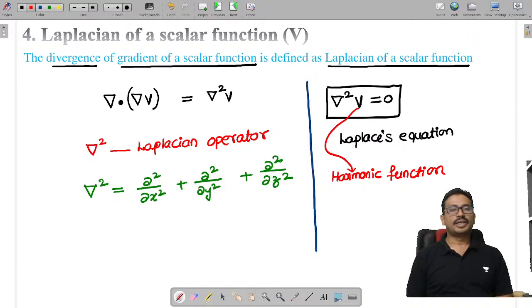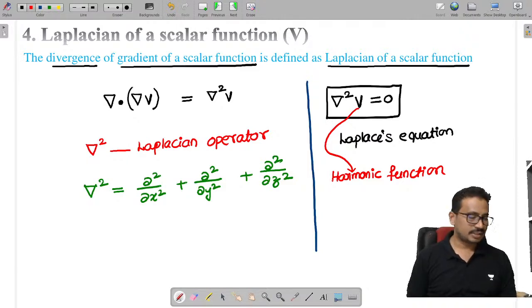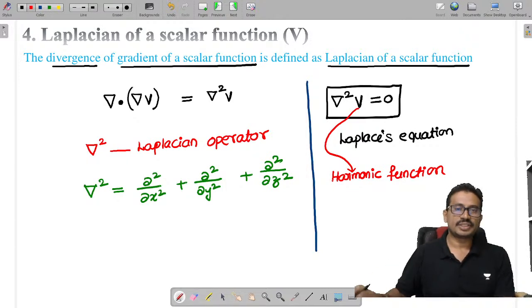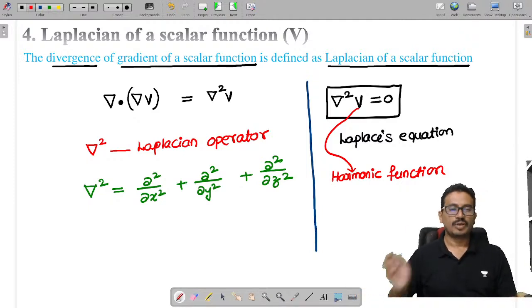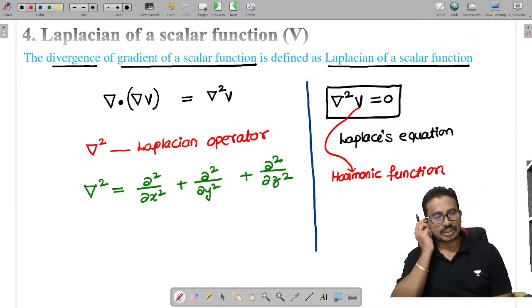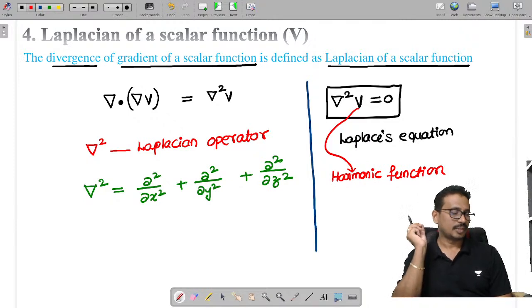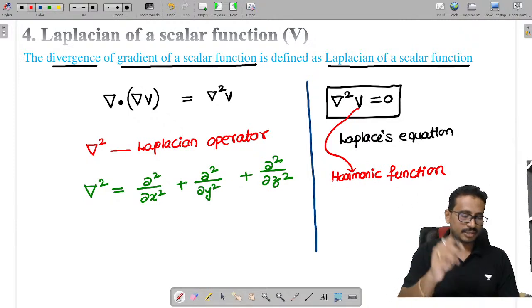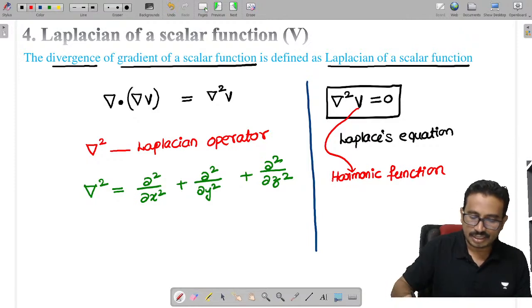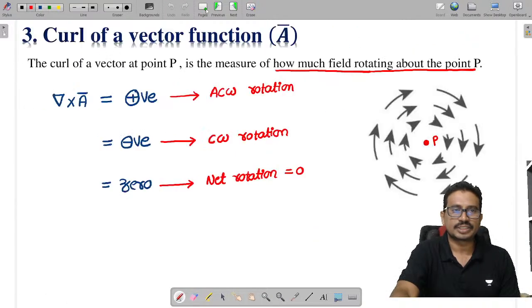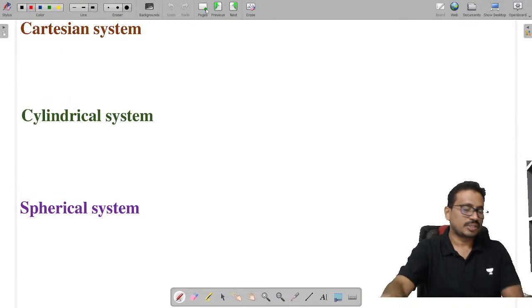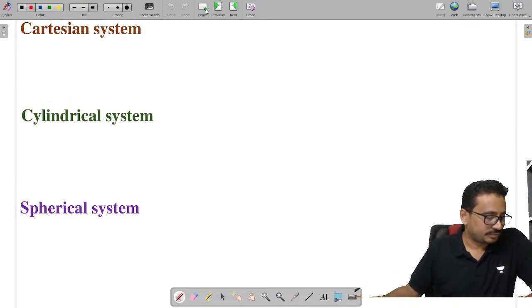Right. The divergence and curl in the cylindrical system and spherical system I'll give you, so all of you listen carefully. If you see carefully the divergence and curl in the cylindrical systems, you will have to look at these formulas carefully.